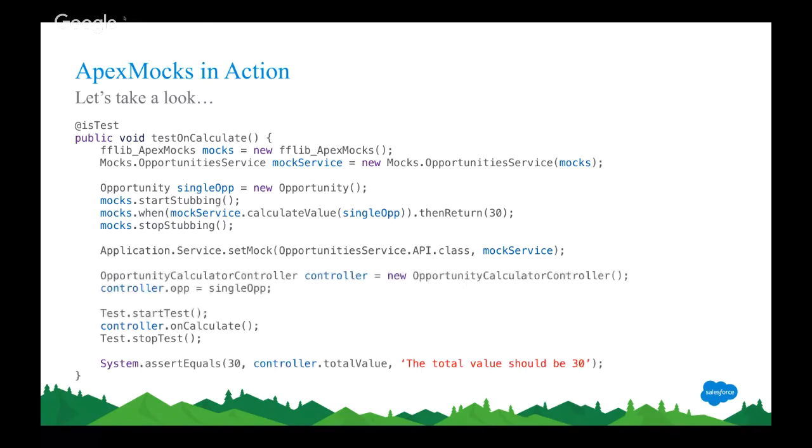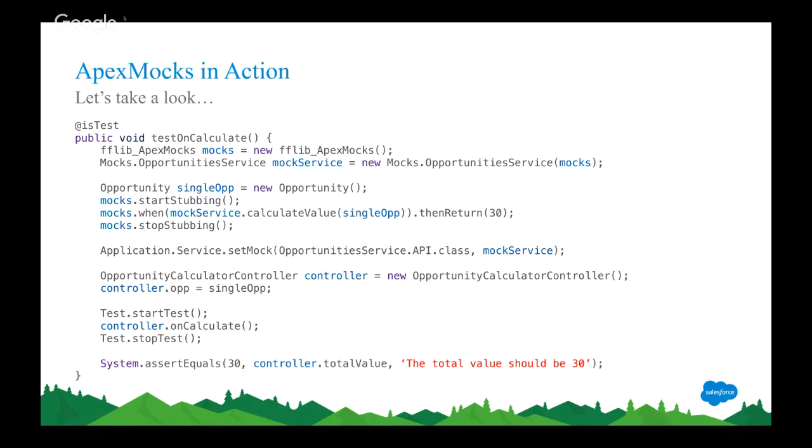Finally, we're going to finish out our test. This part is all very familiar. We're going to instantiate our controller, set the opportunity on that controller, and then call our method. At this point, we can guarantee that our assert call will pass, because we know when the mock service's calculate value method with single op is called, it simply returns 30.